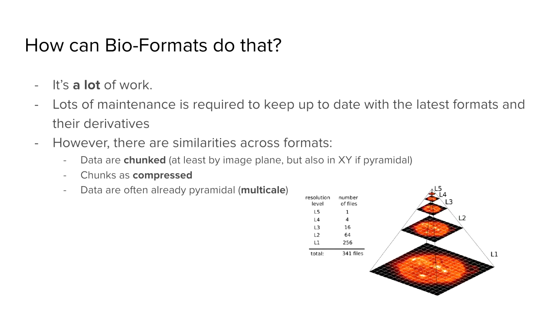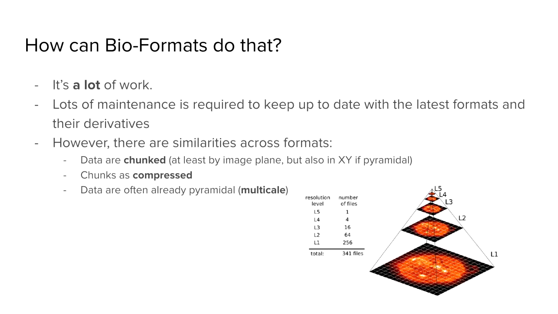However, I do think it's worth noting that there are common patterns found across all these formats, which is why Bio-Formats can accomplish this task of converting and representing them at all. In particular, I've listed some attributes here at the binary level of how these data are commonly represented across these different formats. So data are typically chunked. That means that the large X and Y planes are typically split up into smaller tiles so that they can be accessed individually from disk. Each of those tiles or chunks is compressed so that the file on disk takes up less space. And then data are often already pyramidal.